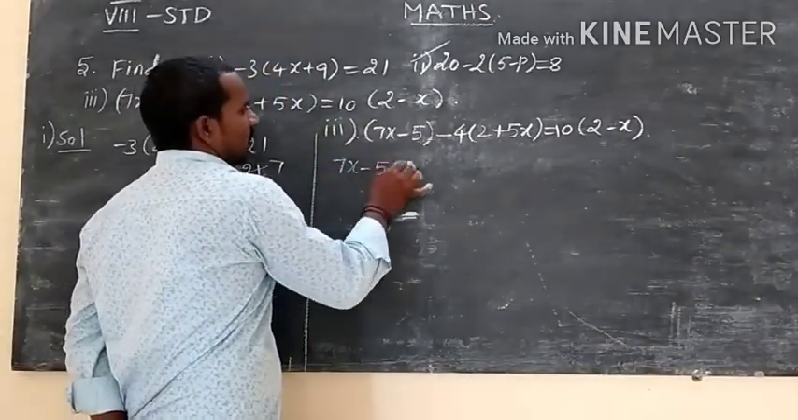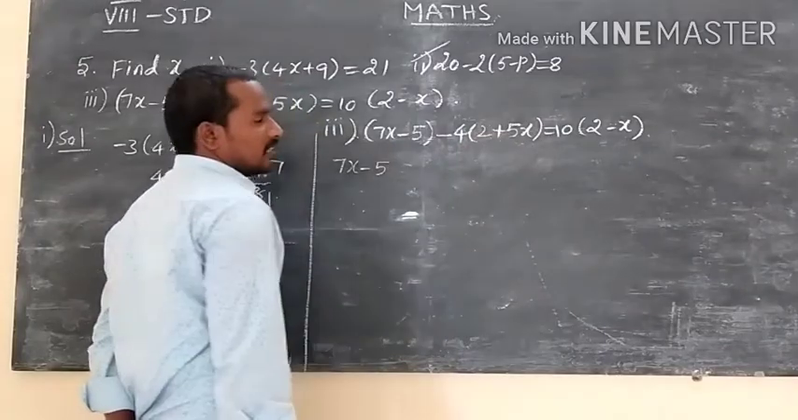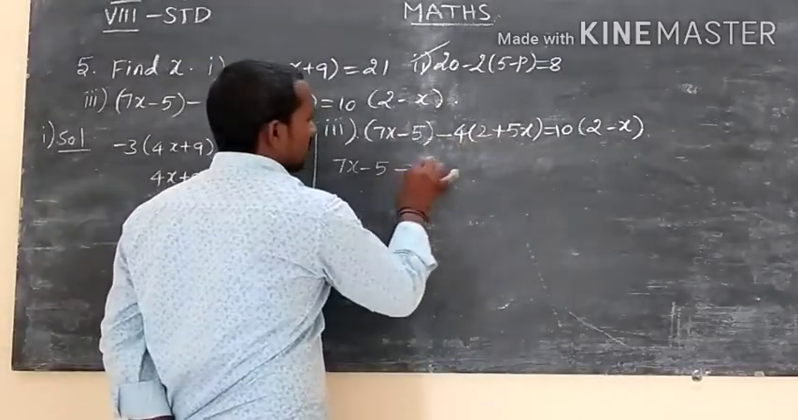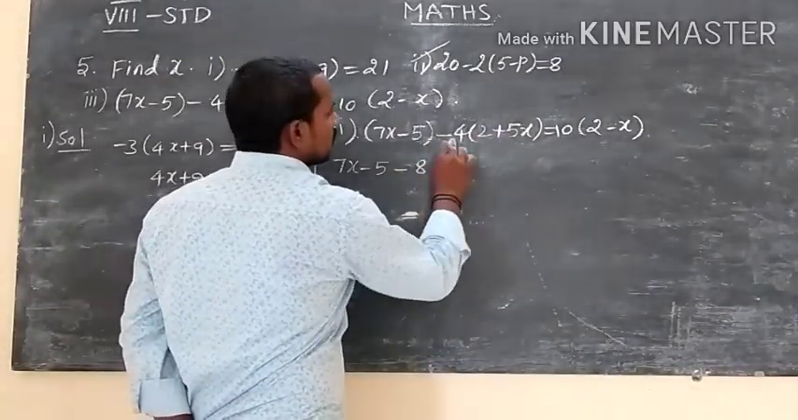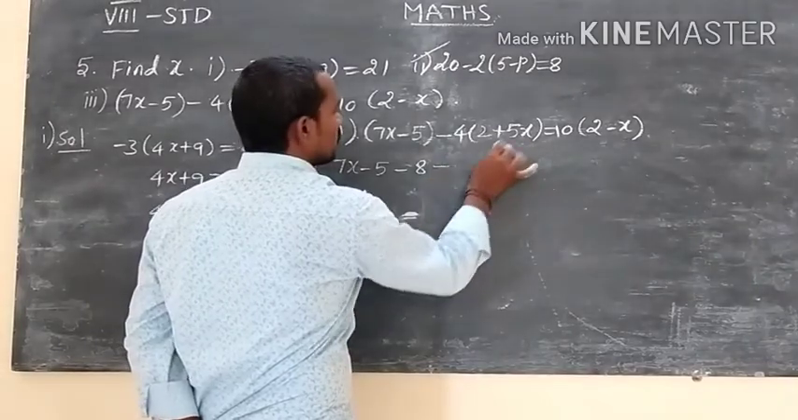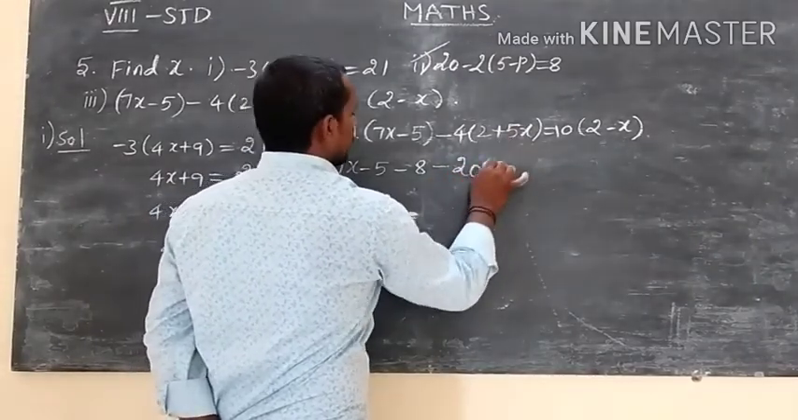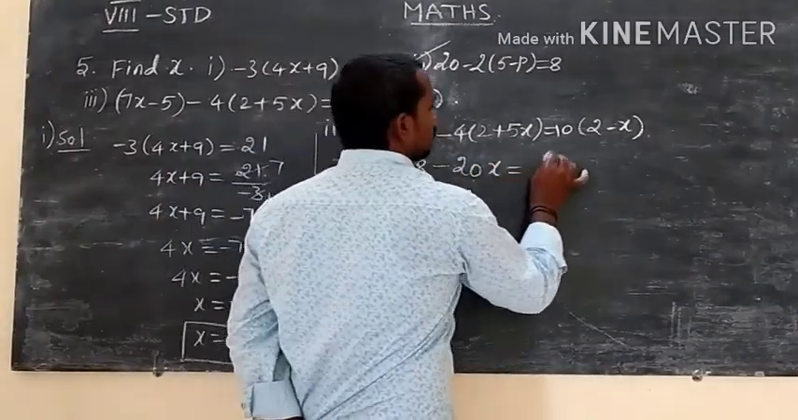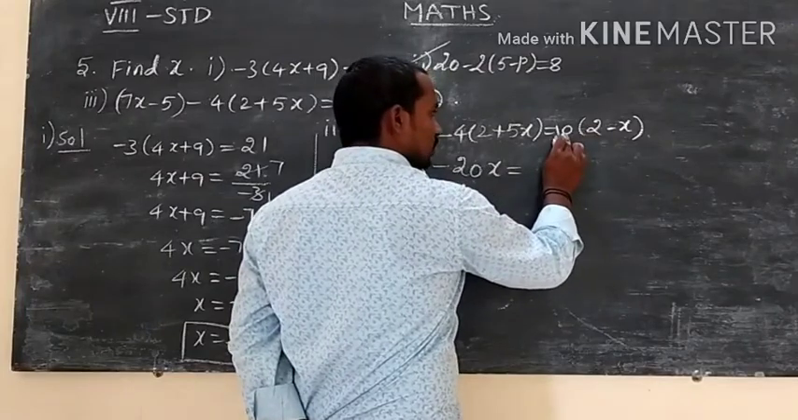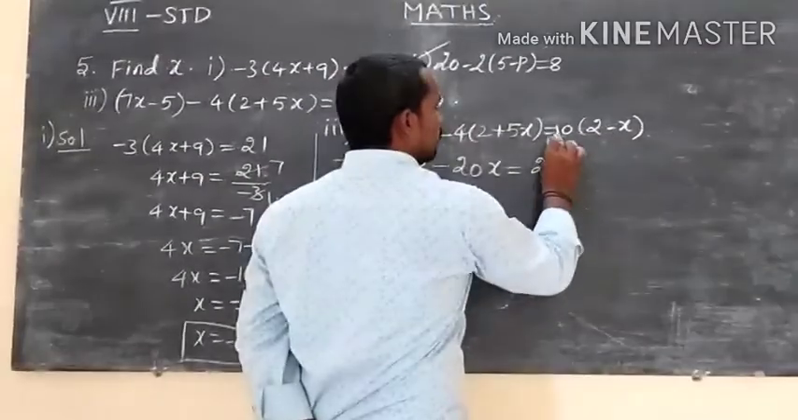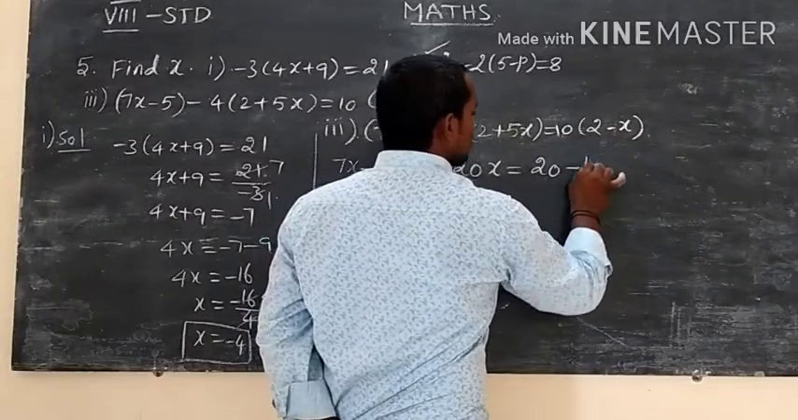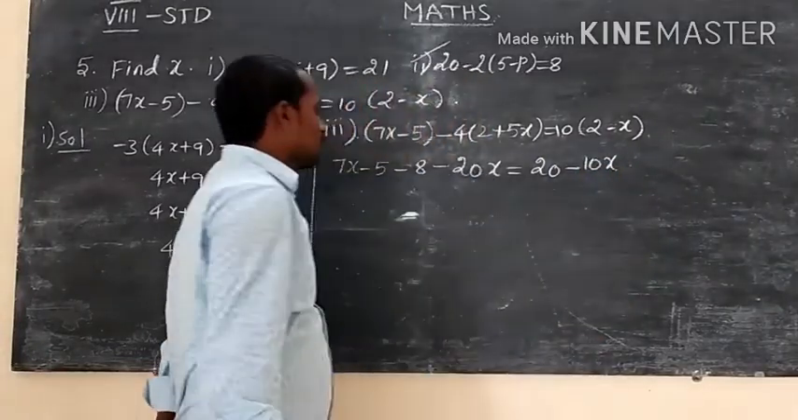7x minus 5. So multiplying inside the 4, minus into plus minus, 4 2s are 8, and minus into plus minus, 4 5s are 20x. So is equal to plus into plus plus, 10 2s are 20, plus into minus minus, 10 into x, 10x. Okay.